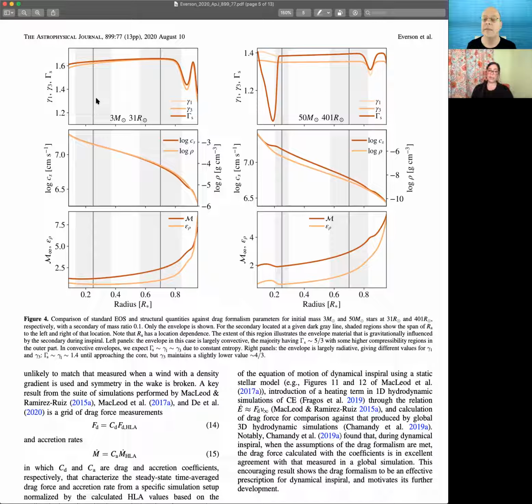Okay, so now what is the big takeaway from the simulations, from the local wind tunnel simulations that we are trying to apply more broadly?